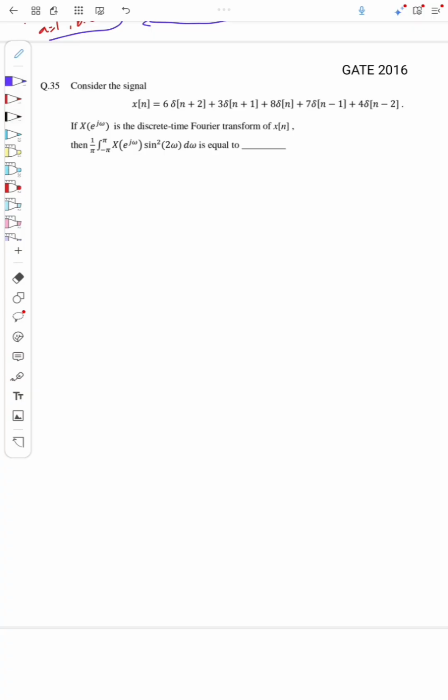Yeah, so this is another question from GATE 2016. The question is, consider the signal x[n] equal to 6 delta[n plus 2] plus 3 delta[n plus 1] plus 8 delta[n] plus 7 delta[n minus 1] plus 4 delta[n minus 2].